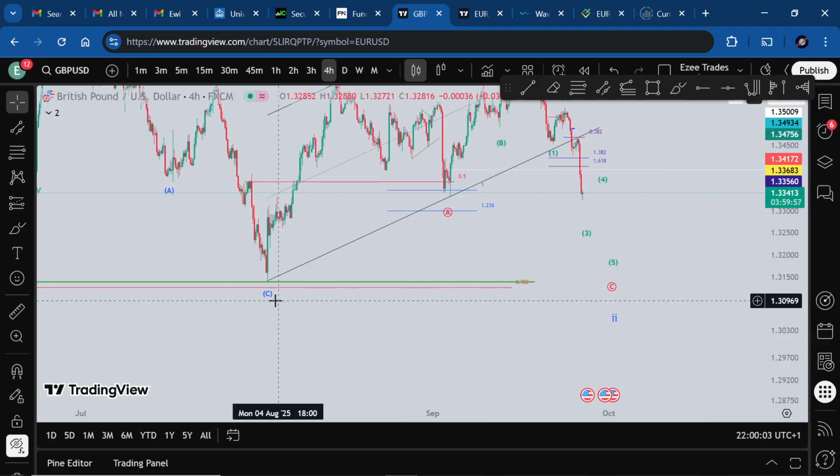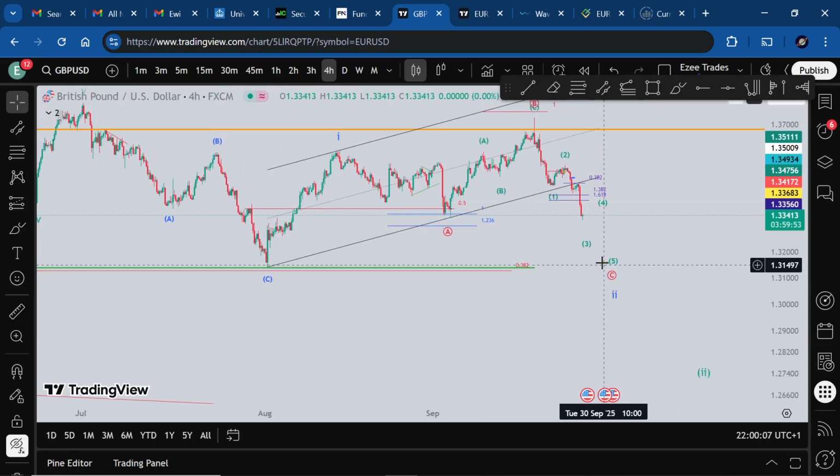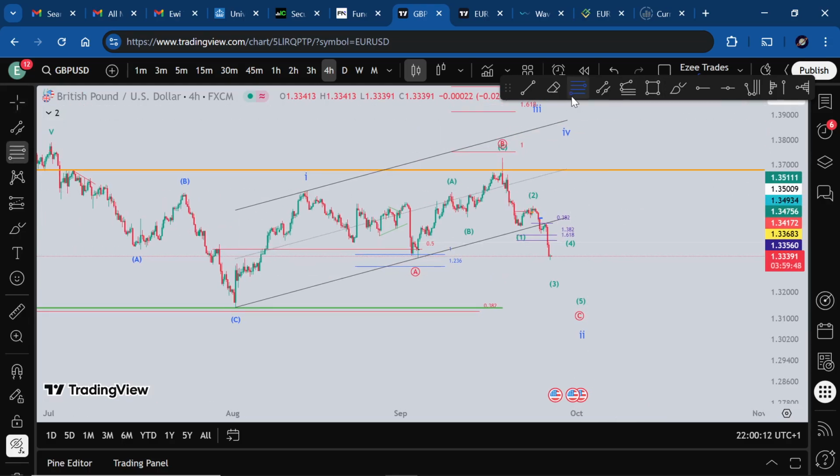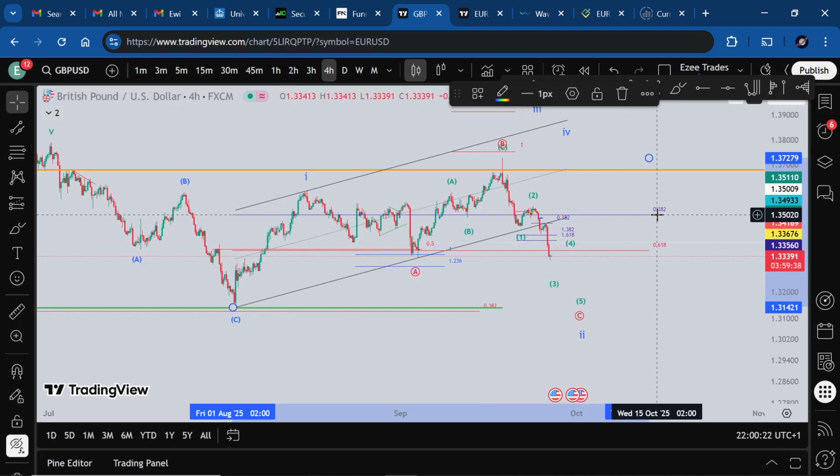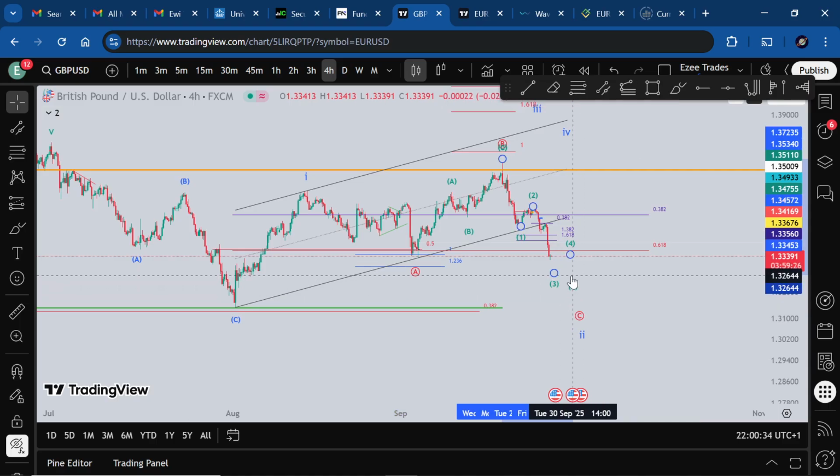I don't actually expect it to get this far down, because taking out that low will invalidate the 1. And I don't expect it to get beyond the 0.886, because that's rare for a wave 2. If it does hit the 0.886, I'm going to be more on the side of this being an A, B, C, or a W, X, Y, because it's rare for a wave 2 to hit the 0.886.